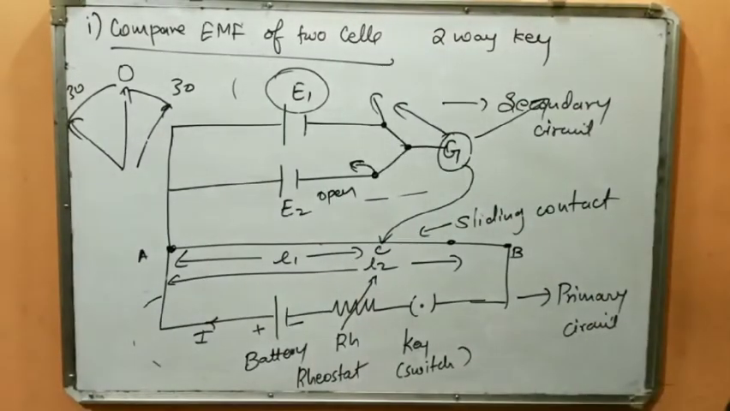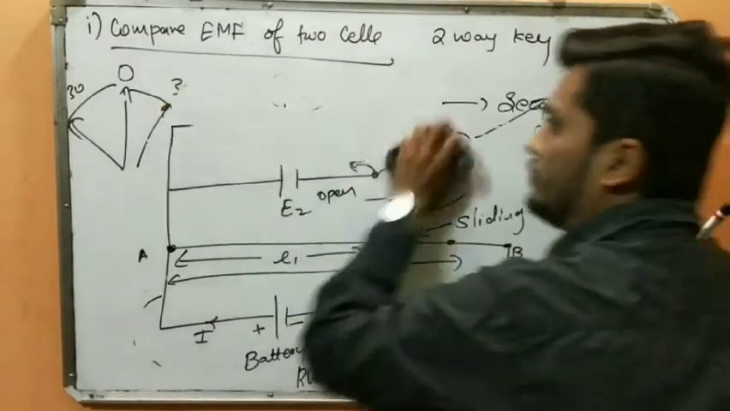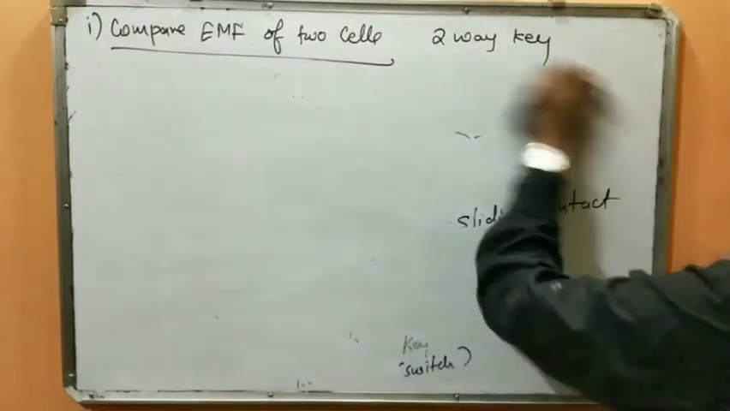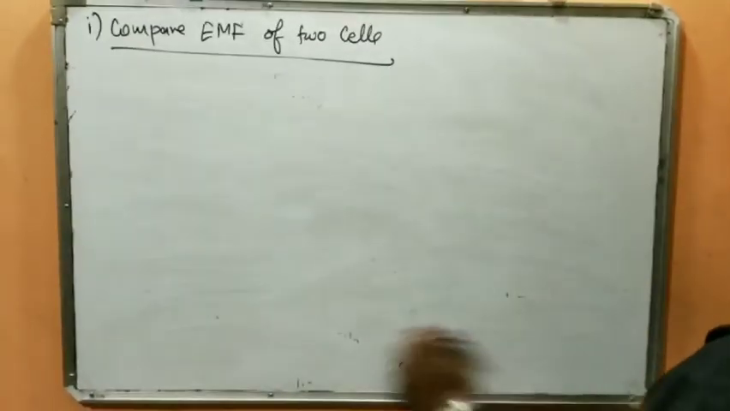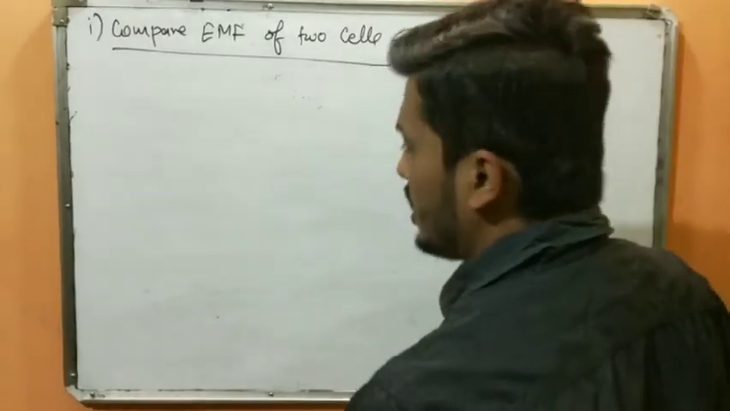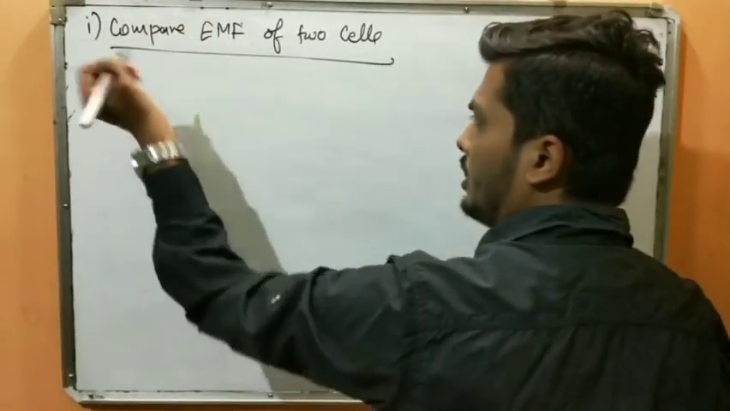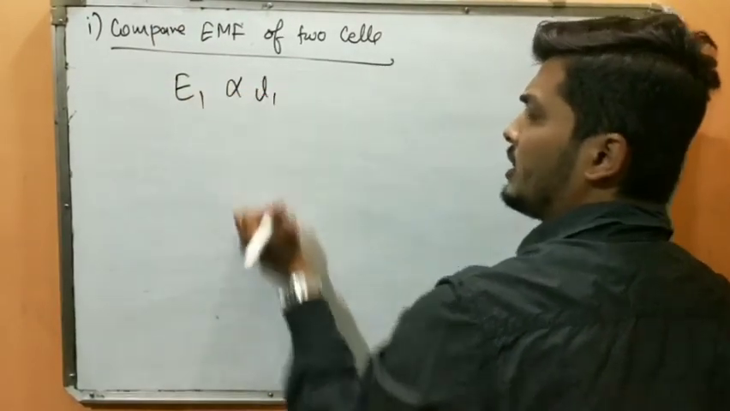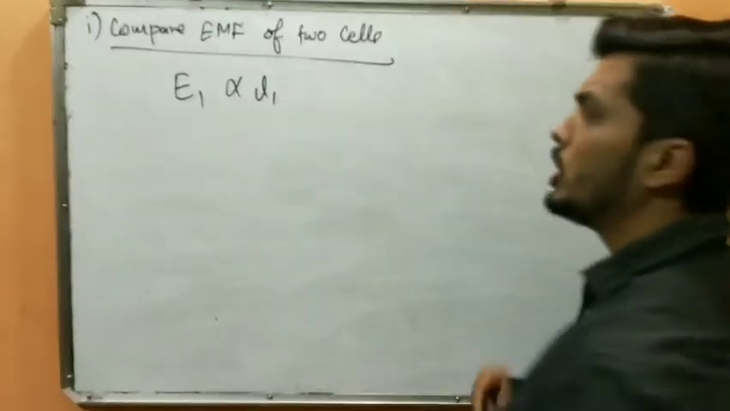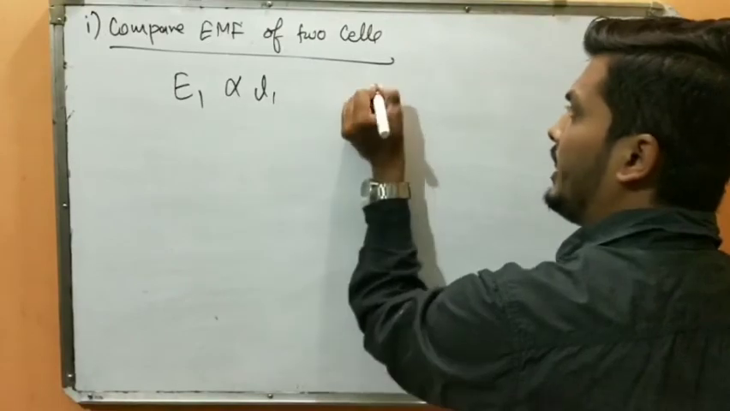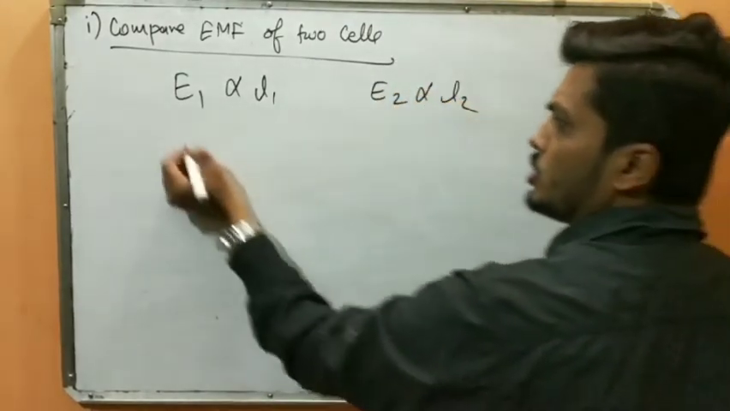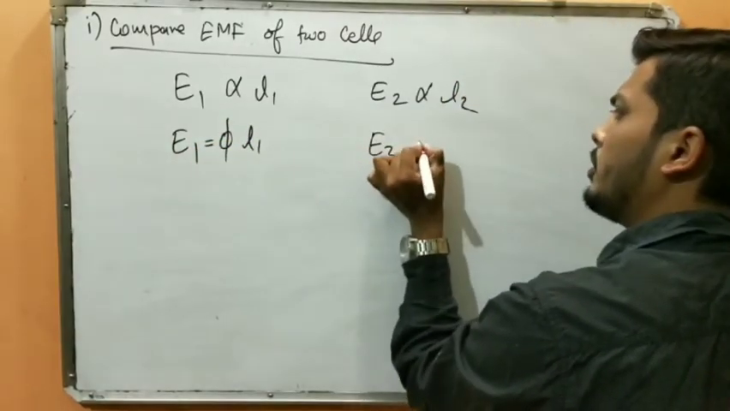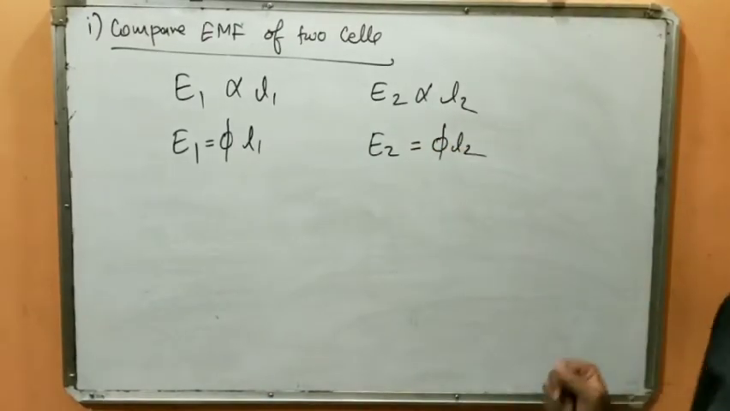Yes or no, students? Okay, so here I have got L1 and L2. So I have understood the purpose of the two-way key also, right? Now, the principle of the experiment told me that the balancing length is directly proportional to the EMF of the cell, that is, E1 is proportional to L1 and E2 is proportional to L2. If I remove this proportionality and make it a constant phi, then E1 is phi L1, and E2 will be phi L2. Is it clear? Okay.